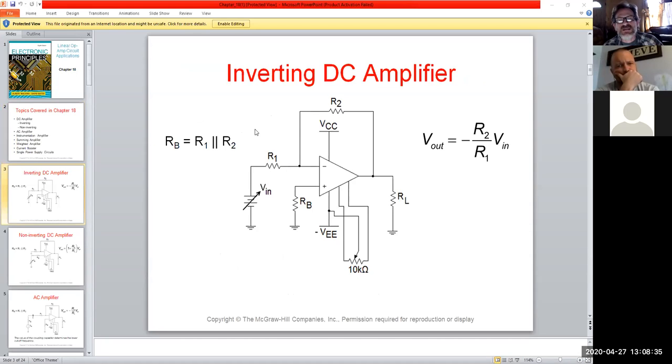So let's look at a basic inverting DC amplifier here, and there are two little golden rules on the side. The one on the right is just a juggling around of the gain formula, where V out over V in is equal to, and this is inverting, so it would be a minus R2 over R1. The feedback resistor over the input resistor.